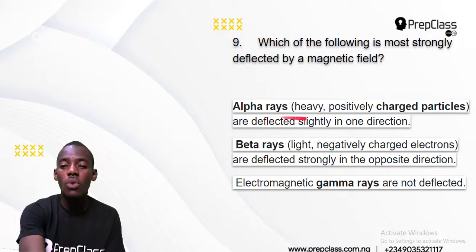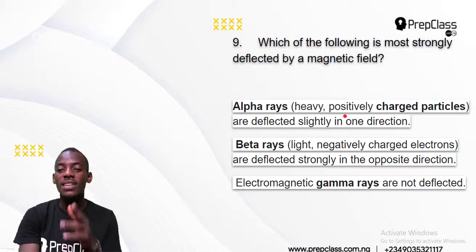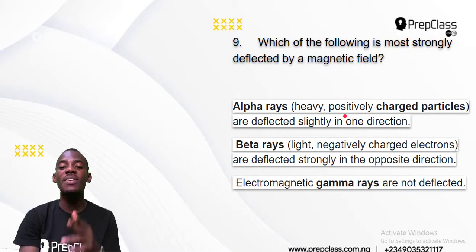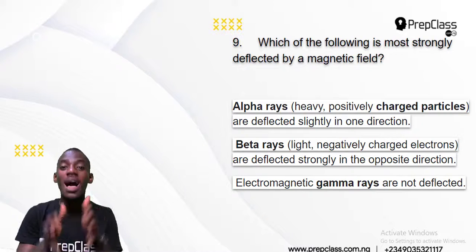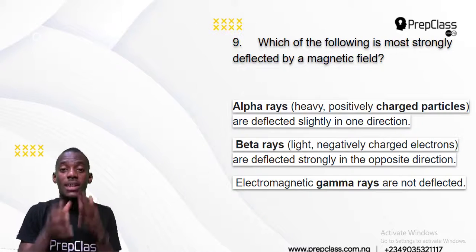We have alpha particle, which is what? It is a heavy, positively charged particle. They are deflected slightly in one direction. Alpha too can be deflected, but only slightly. And this is because an alpha particle is made up of protons and neutrons, and those are heavy atomic particles.